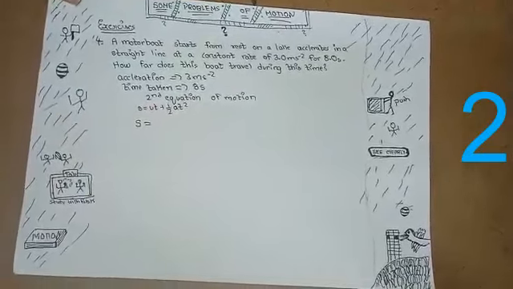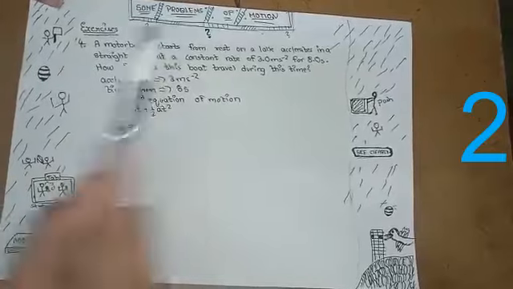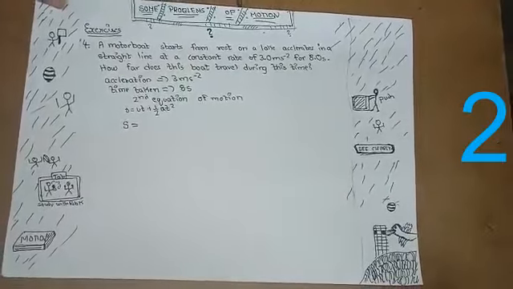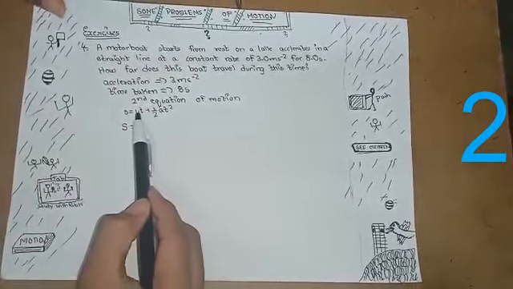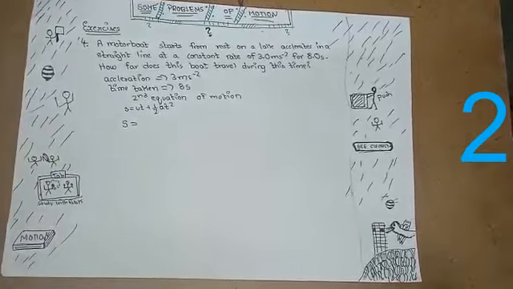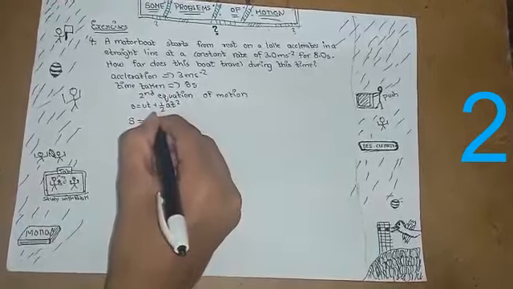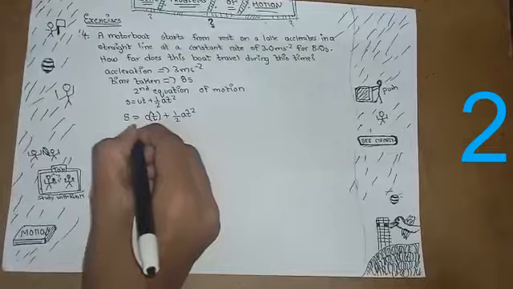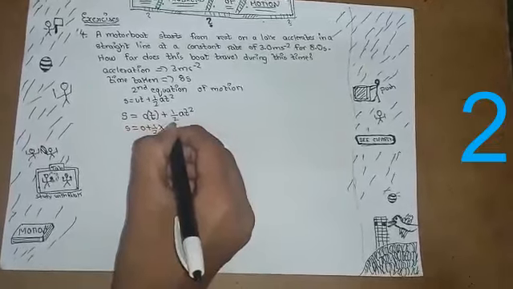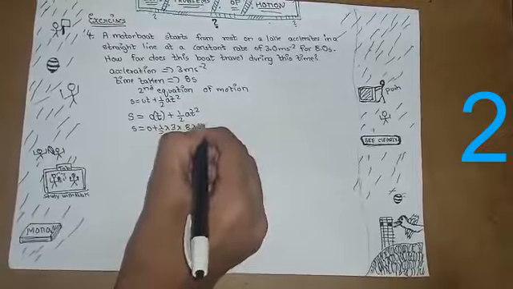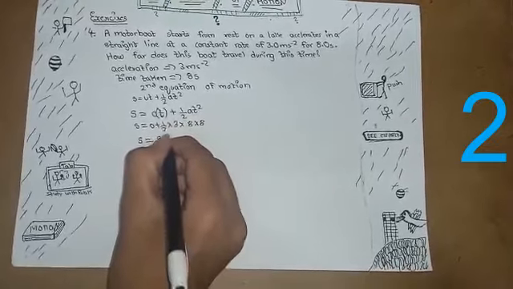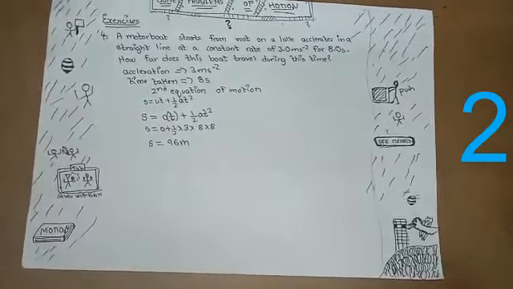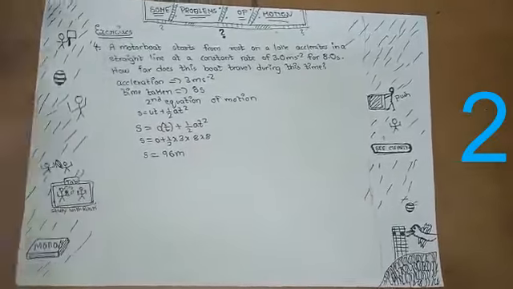Here, about u: as I told, in the question a motorboat starts from rest. Rest means 0 kilometer per hour. So here the initial velocity, that means the starting speed, would be 0. So the final answer we will get is s equals 96 meters. So the total distance traveled by the motorboat is 96 meters.